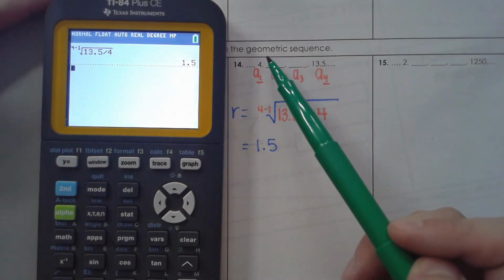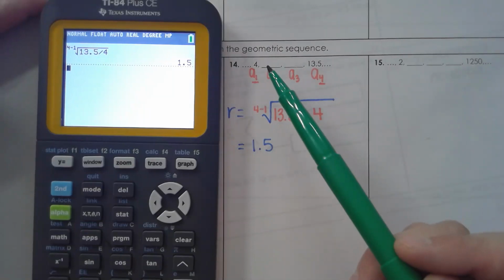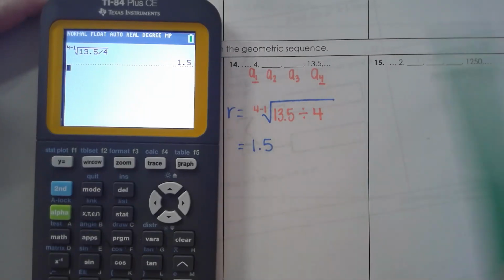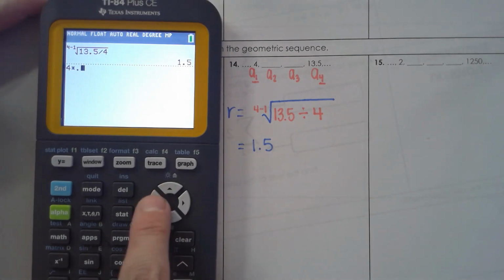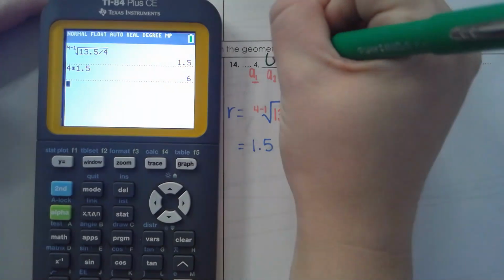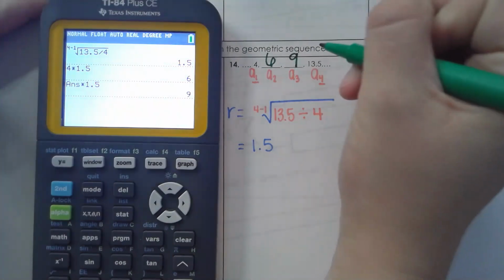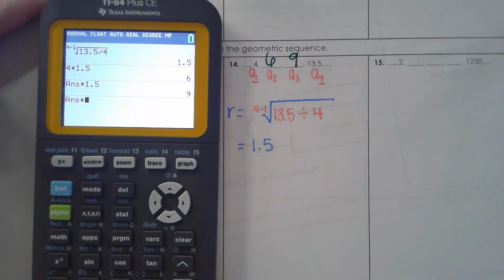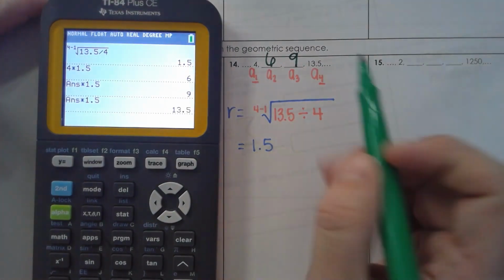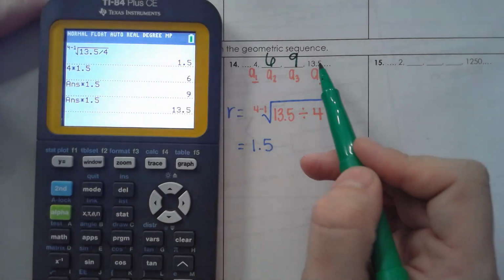So we can use that to go back and fill in these terms. 4 times 1.5. 6. Yep, it is 6. Times 1.5. 9. It is 9. And double check, is 9 times 1.5 13 and a half? Sure is.